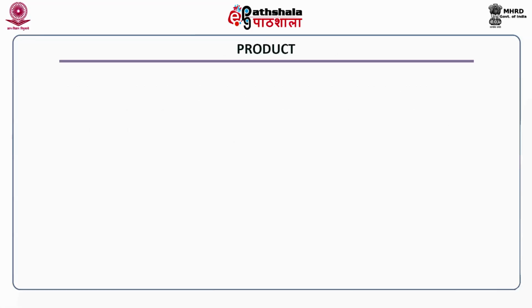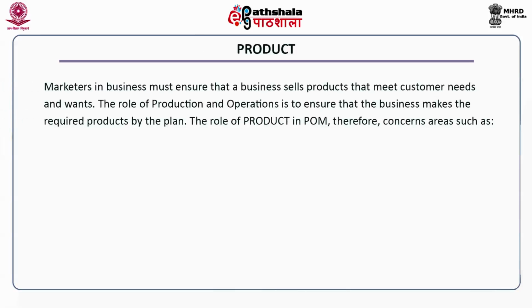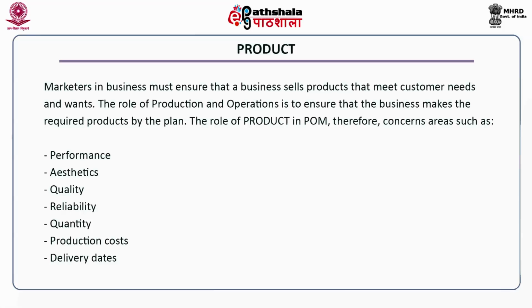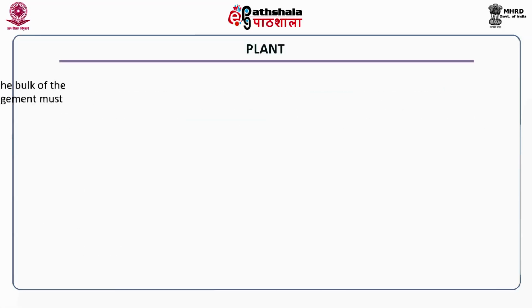One is product. Marketeers in the business must ensure that the business sells products that meet the customer needs and wants. The role of production and operation is to ensure that the business makes the required products as per the plan. The role of the product in POM therefore concerns areas such as performance, aesthetics, quality, reliability, production cost, delivery dates.